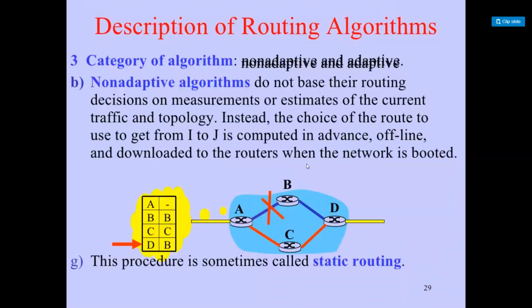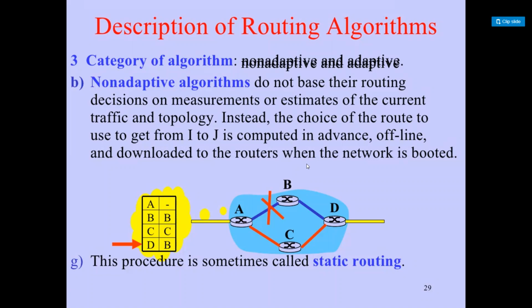Now coming to the description of routing algorithms. Here we have 2 types of algorithms. One is non-adaptive algorithms, the second is adaptive routing algorithms. Non-adaptive algorithms do not base their routing decisions on measurements or estimates of the current traffic and topology. Instead, the choice of route to use to get from I to J is computed in advance.